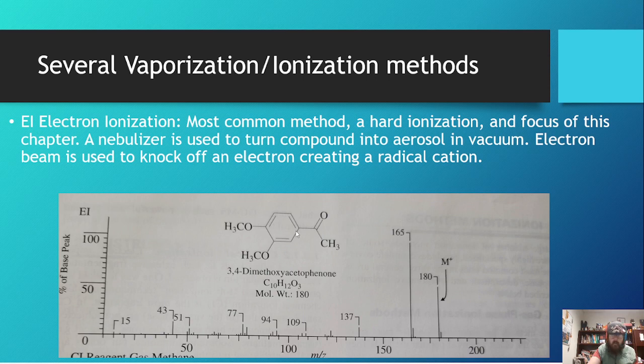Now, typically the highest upfield, largest peak will be the molecular ion peak. So this one, 180, is M+. And that is the same mass as the molar mass of this compound. This is a radical cation.